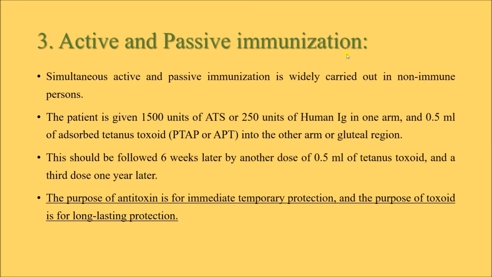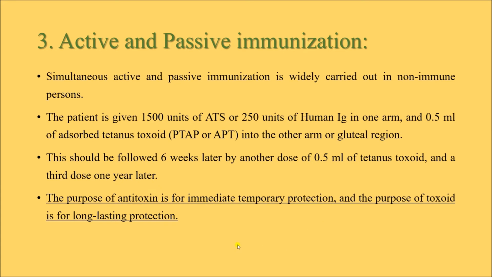Active and passive immunization can be given together, and in some situations they are to be given together. So what happens? The patient is given 1500 units of equine immunoglobulin or 250 units of human immunoglobulin in one arm, and in the other arm 0.5 ml of the tetanus toxoid is given. This should be followed 6 weeks later by another dose of tetanus toxoid, that is the second dose. The purpose of antitoxin is for immediate temporary protection.